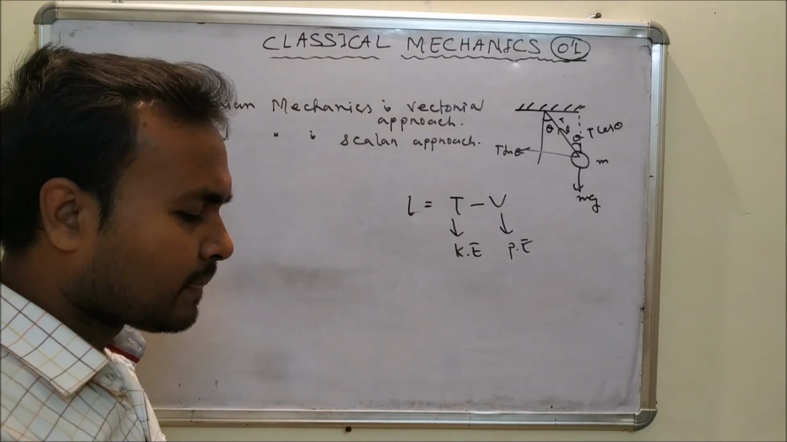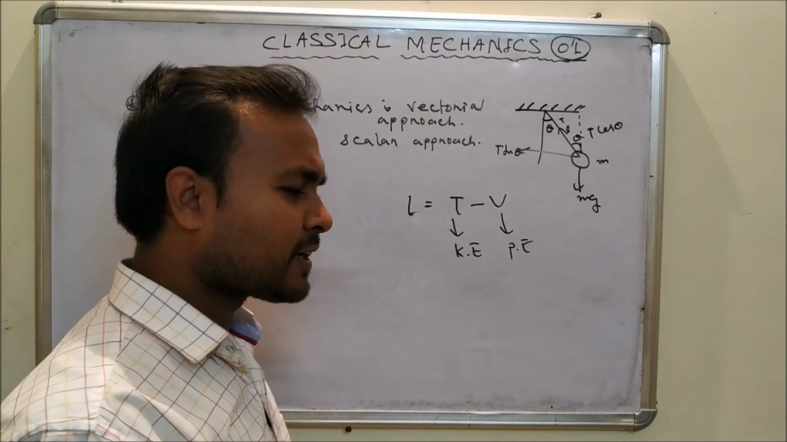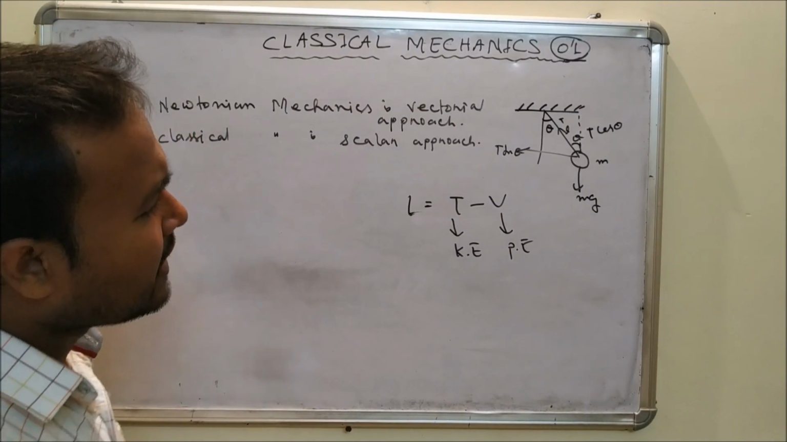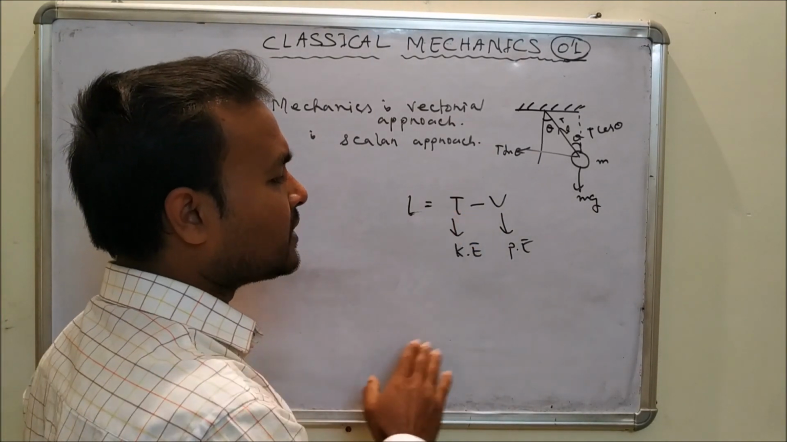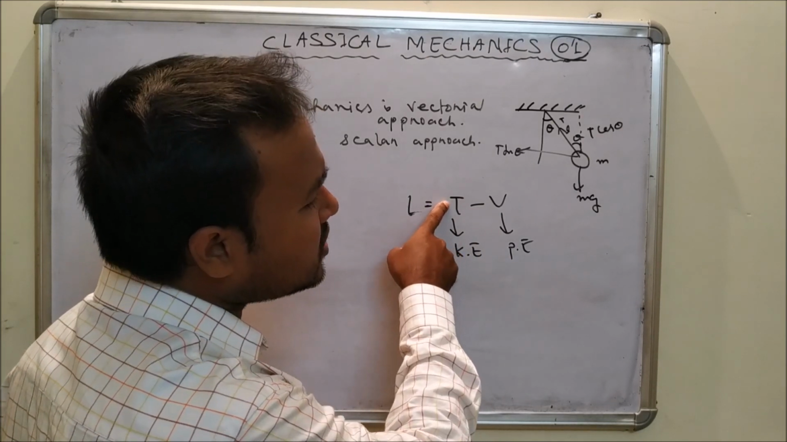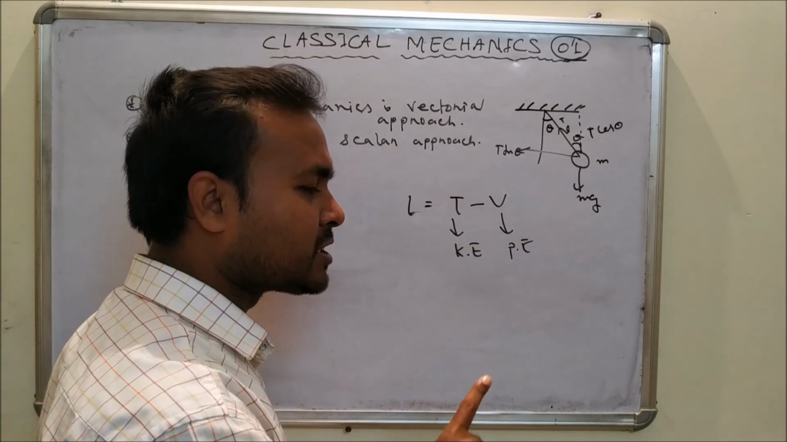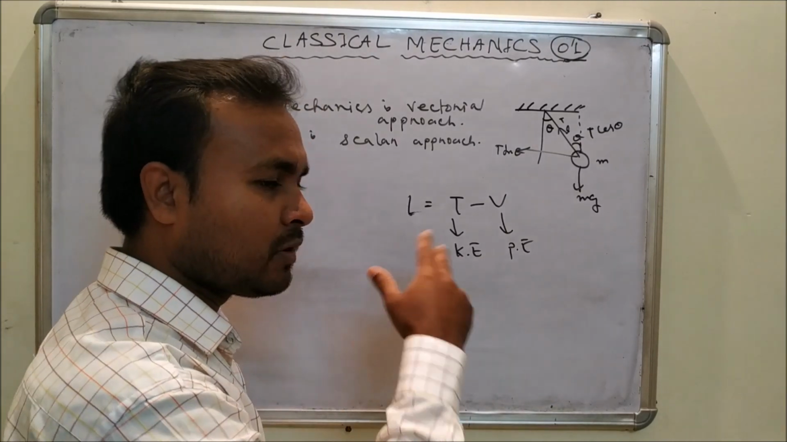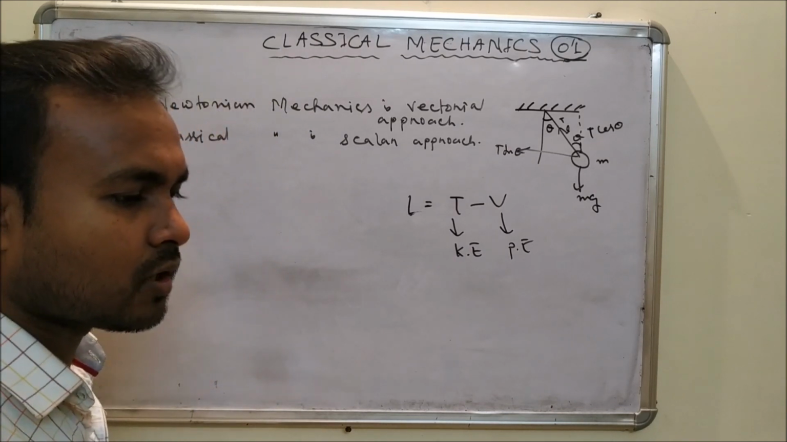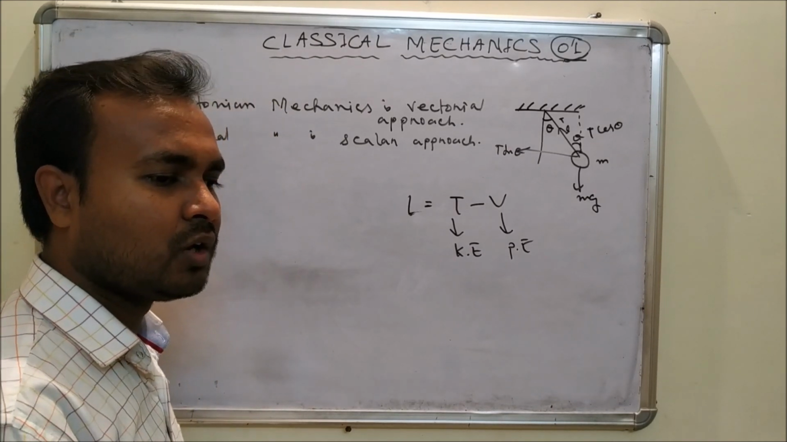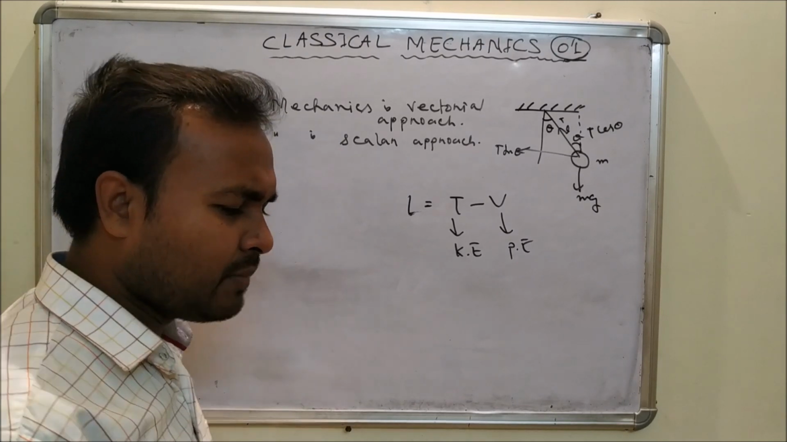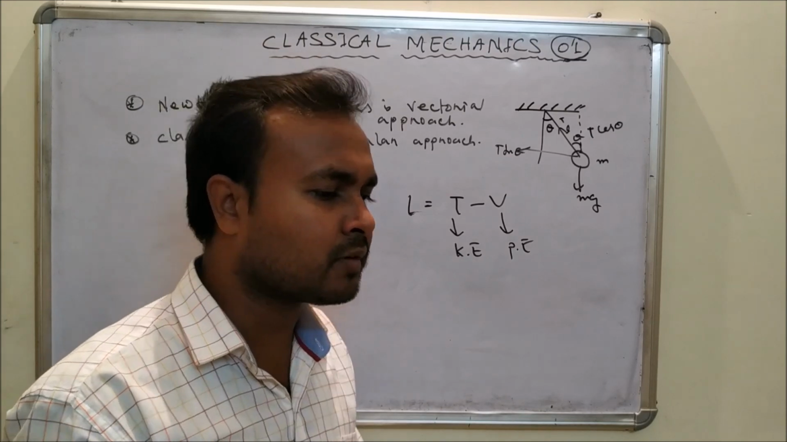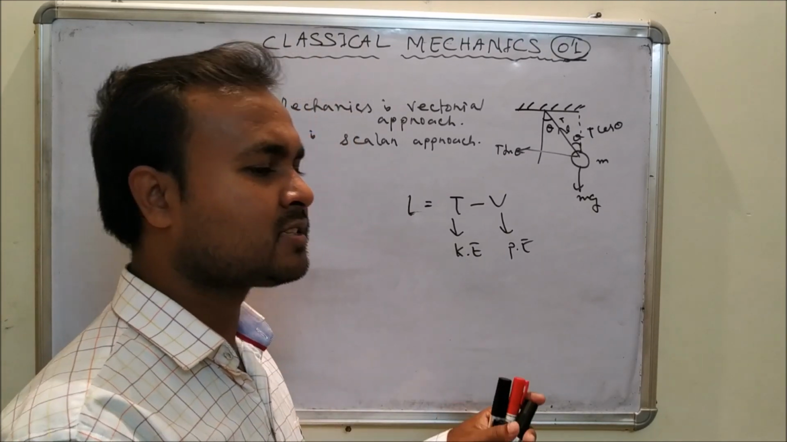Another advantage of Lagrangian mechanics: whenever we say L equal to T minus V, T means kinetic energy and V means potential energy. Now, you have already heard the term principle of least action, or Hamilton's principle. You see that in all natural phenomena, nature always tries to extremize its work.